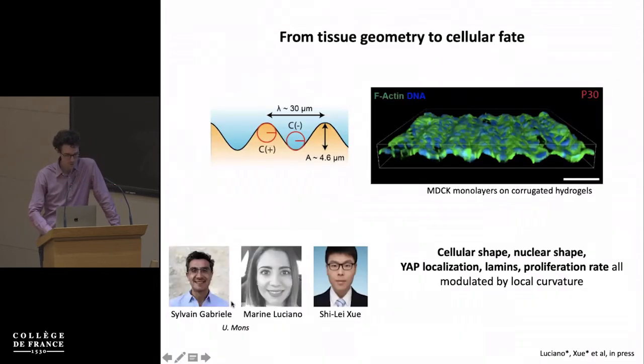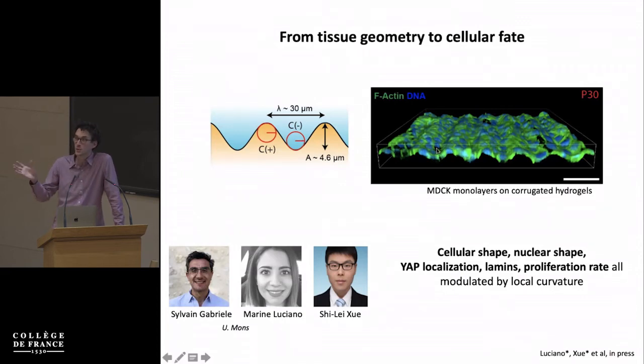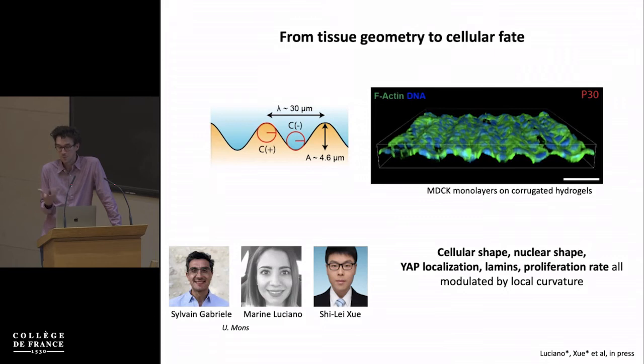Everything I'm going to show in the second part is also a fun collaboration with the lab of Sylvain Gabriele in the University of Mons. And again, all the experiments have been done during the PhD thesis of Marine Luciano. And again, actually, Cholet, the same very talented postdoc, did all of the theory I'm going to show. So Marine and Sylvain developed hydrogels where they could modulate curvature and amplitude, and they put a simplified cell system, which is MDCK monolayers, and they found a number of things which were modulated, such as cellular shape, nuclear shape, YAP localization, lamins, proliferation, etc.